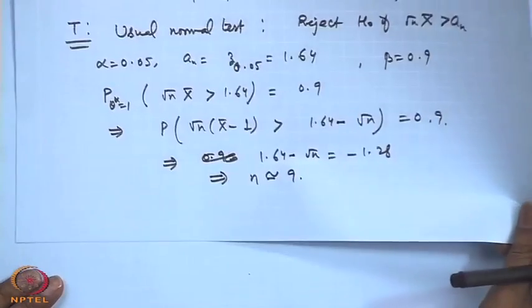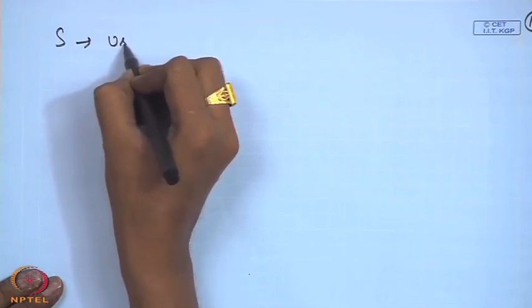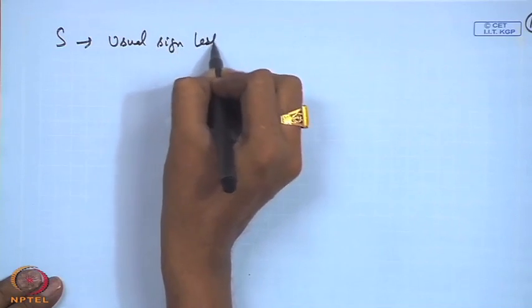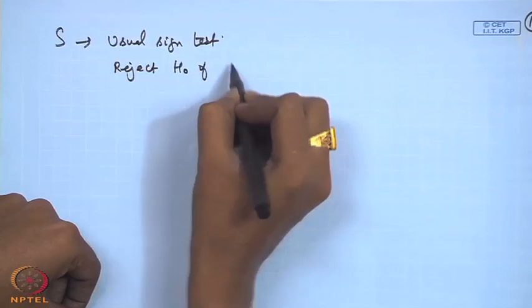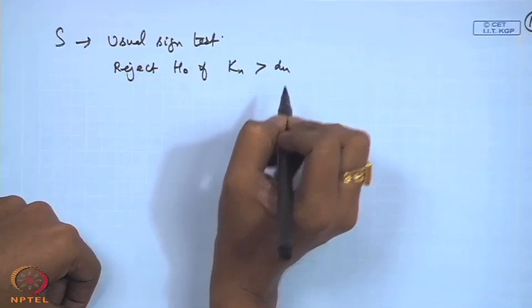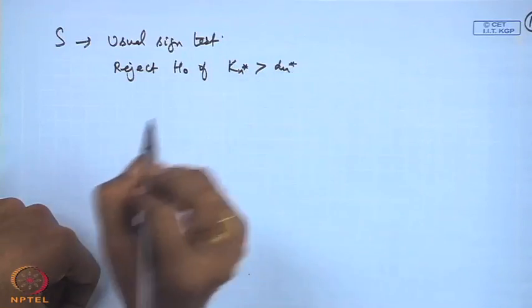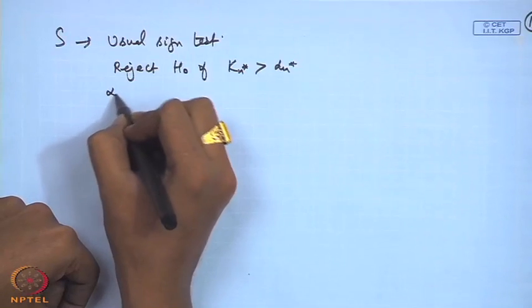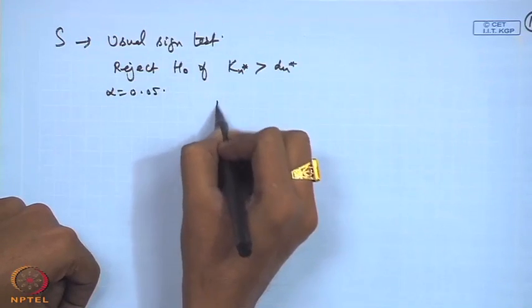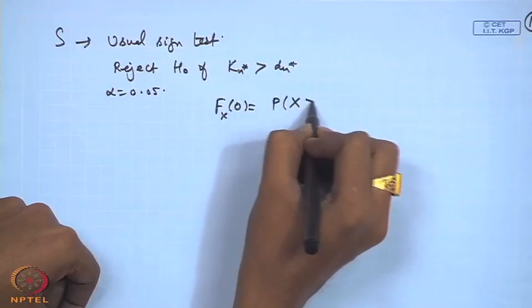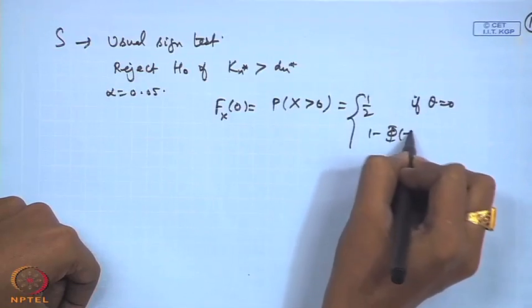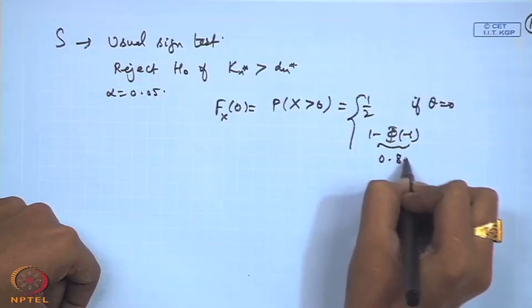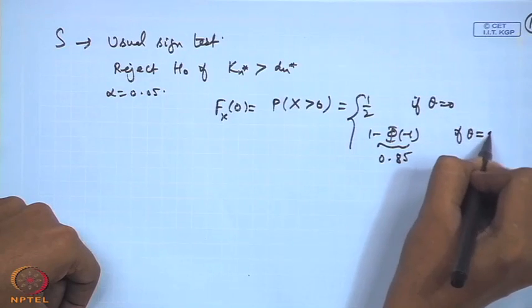Let us take the second test, based on the sign test function, the usual sign test. For the usual sign test, you reject H naught if K n is greater than d n. So let me put a star here. If I am taking alpha equal to 0.05, and let us see F x 0, that is equal to probability x greater than 0, that is half if theta is equal to 0, it is equal to 1 minus phi of minus 1, that is approximately 0.85 if theta is equal to 1, for example.